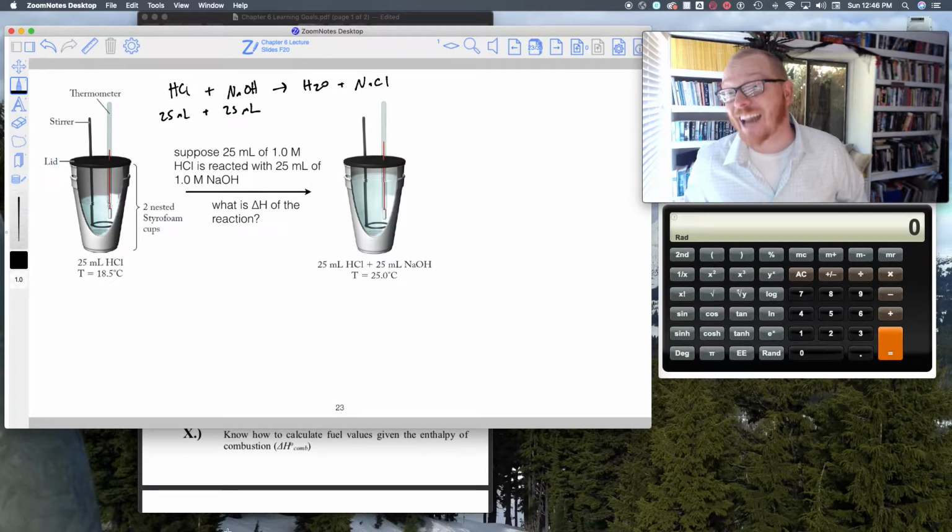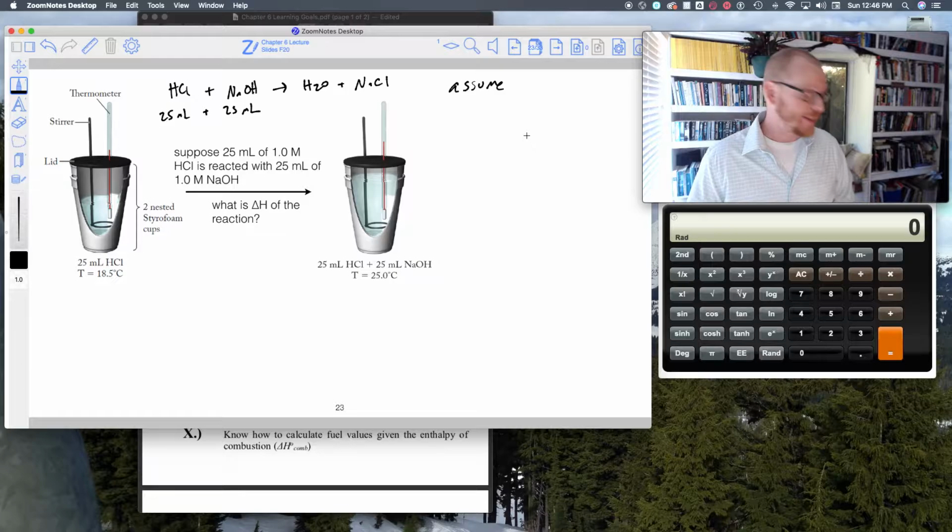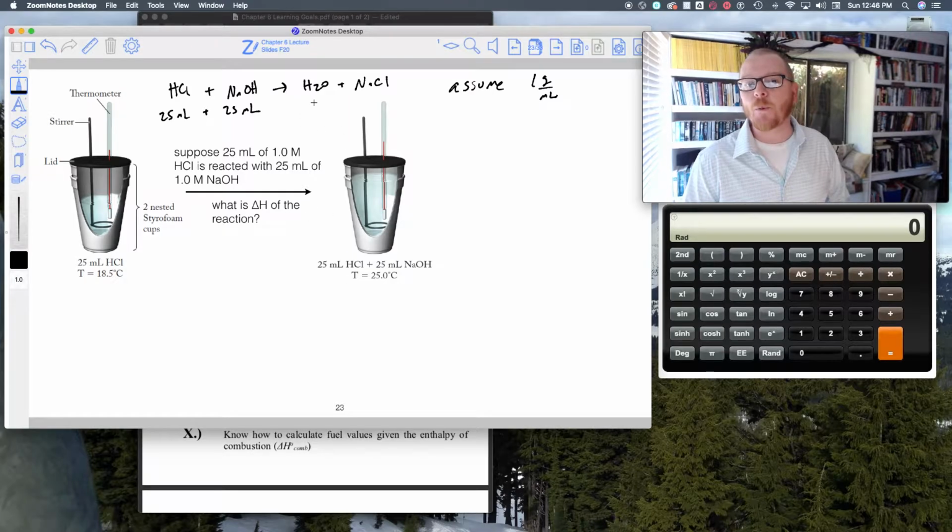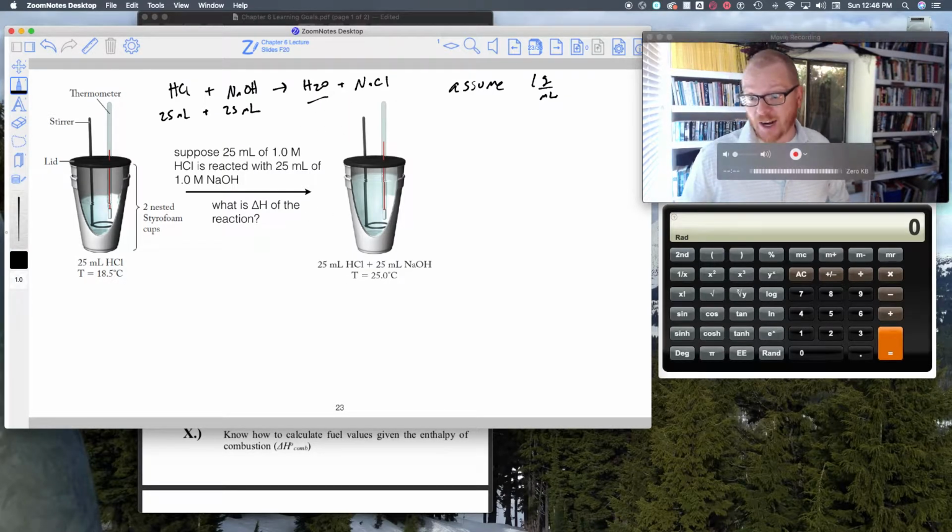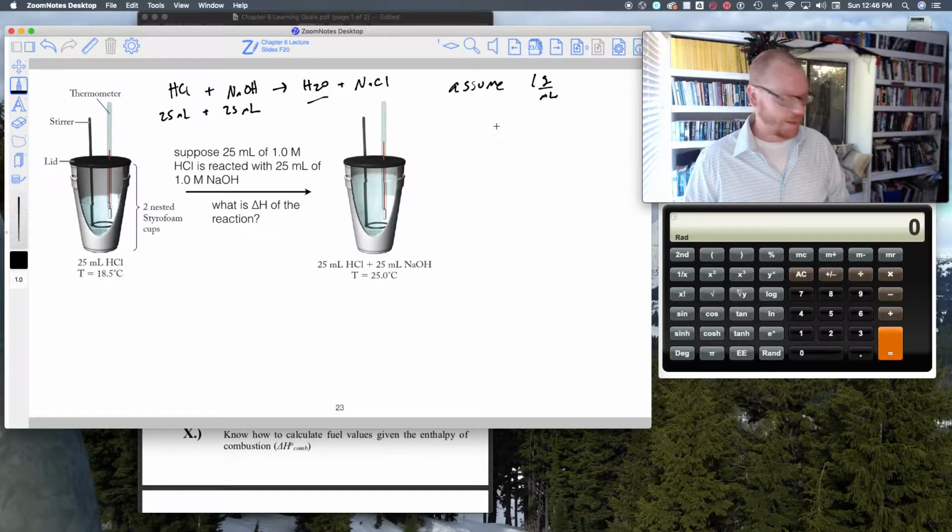There's a couple things that I need to know before I can proceed, and it's just like that first problem I did. So I'm going to assume the density of this whole mixture is 1 gram per milliliter. Maybe if I was told the density, then I could use it. But given that this is aqueous and water is a product, I'm just going to assume the density is 1 gram per mil. I can do that because I'm a professor. So we're going to assume 1 gram per mil.